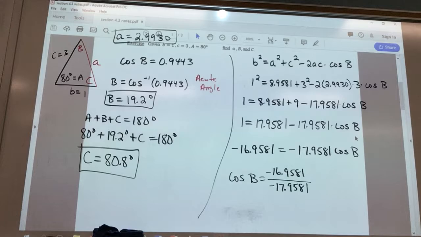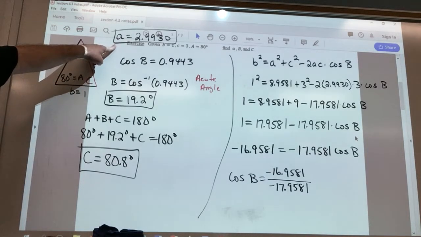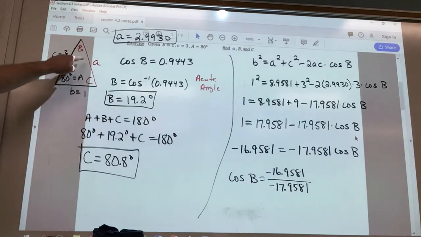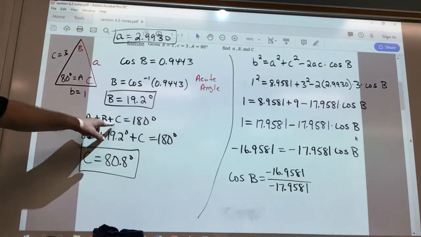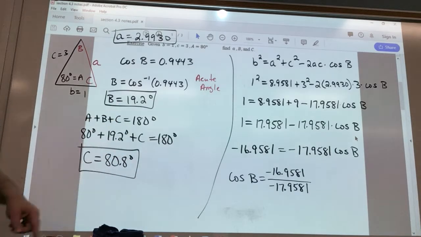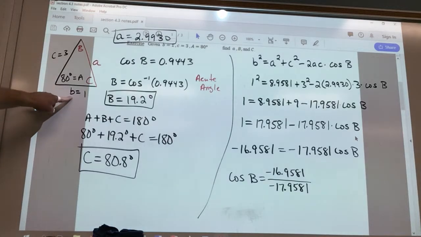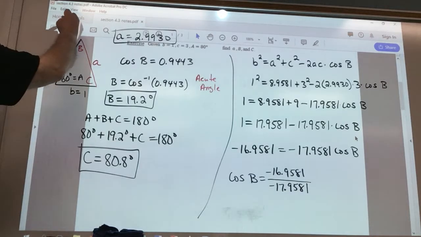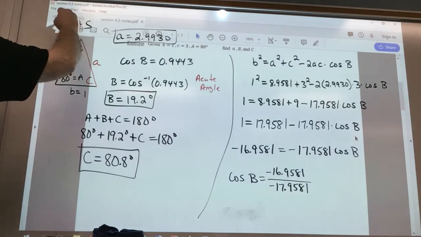So using the law of cosines, given this, we're given two sides and the angle between the two sides. Okay? We're able to use the law of cosines to figure out the length of side A, and the law of cosines to figure out the size of angle B, and then using A plus B plus C equals 180, we were able to figure out what angle C was. Okay? Now, I forgot to give this type of problem a name. Your textbook, because we're given a side, an angle, and a side, we're given two sides and an angle between the two sides. Your textbook calls this a side, angle, side problem.